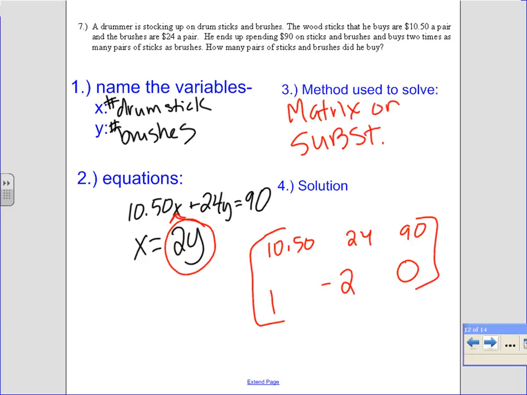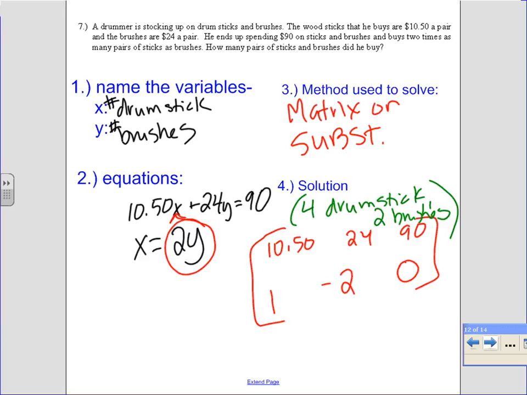All right, Mamta, what'd you get? Good. So 4 drumsticks and 2 brushes. So 4 drumsticks, 2 brushes, 4, 2. That's the only different type that you guys will see is something like that.